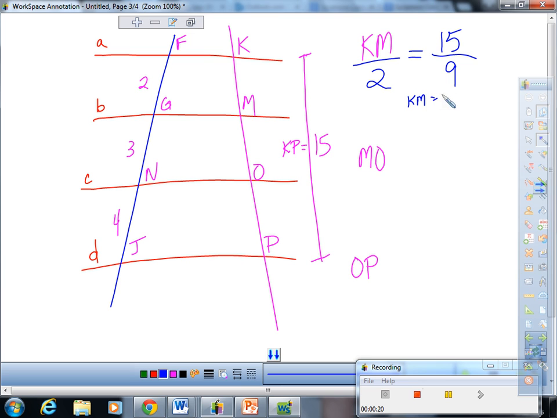You get KM is 30/9. I'll just leave it like that. Okay? Sure. 10/3 or 3 1/3. I'll take any of those answers. Okay? MO matches up with 3. And again, I think I would just use this as 15 is to 9 every time. So here you got, let's see, 45 over 9, so MO equals 5.